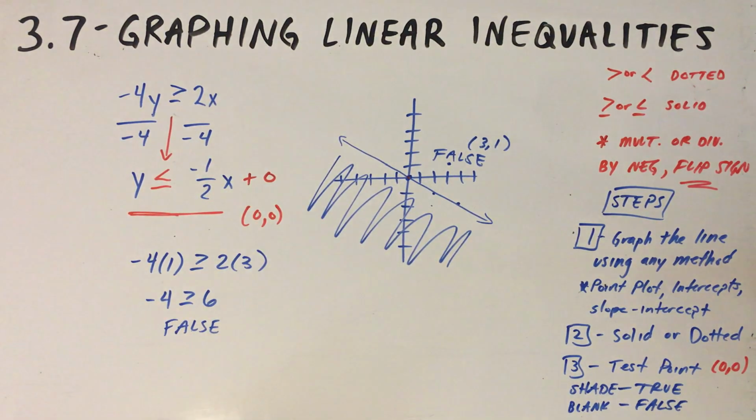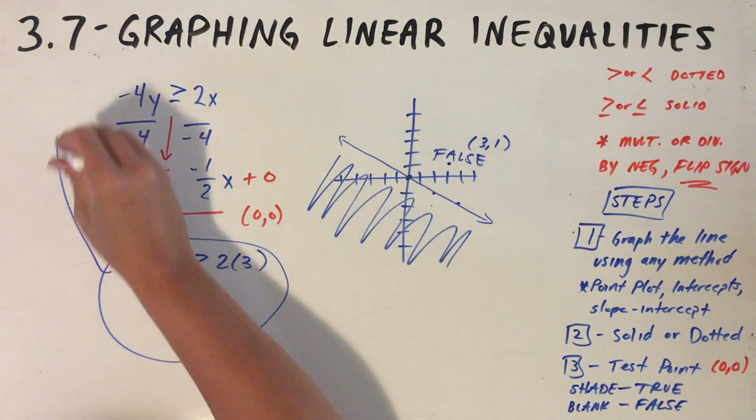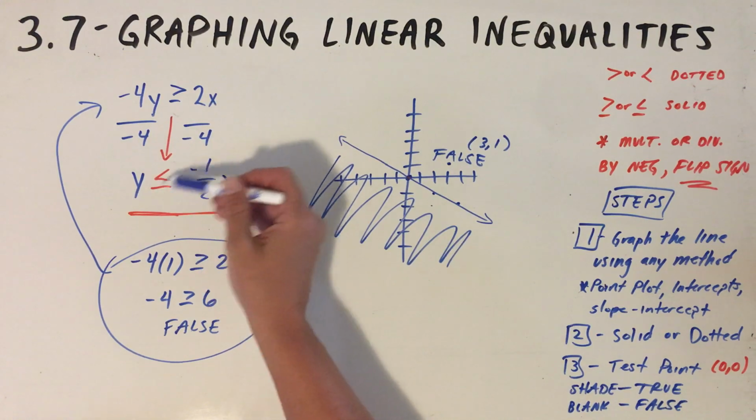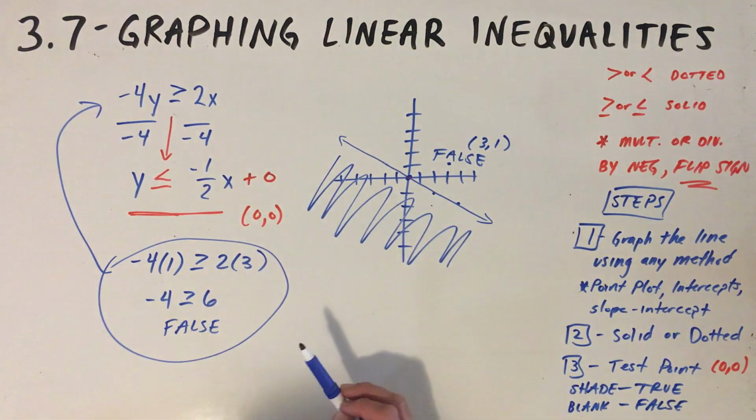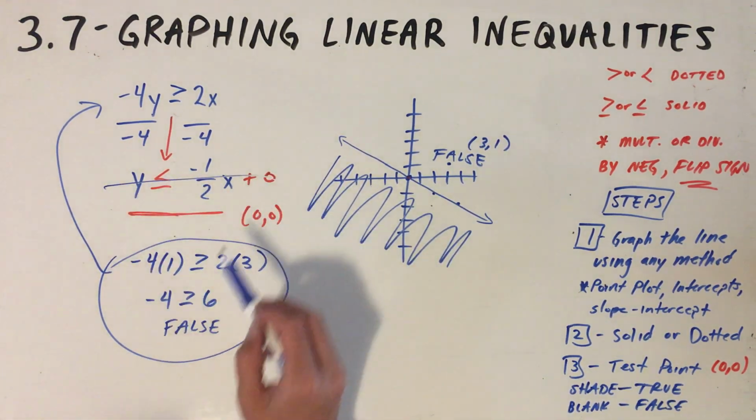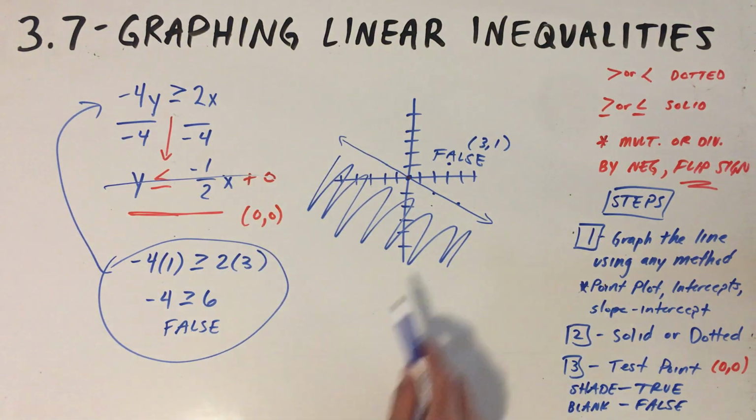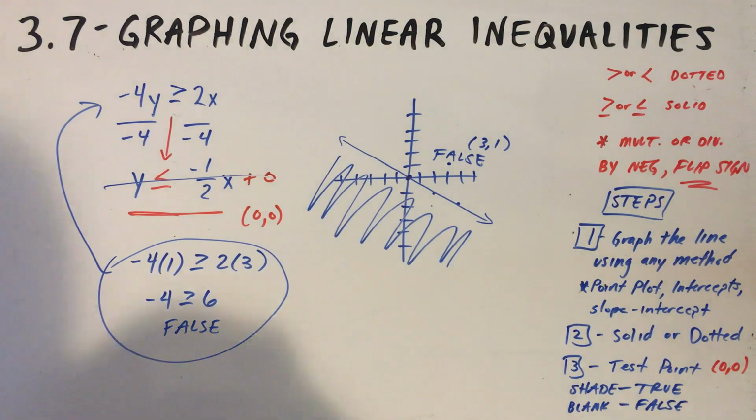Okay, so just be aware, again, that we always, always, always want to plug in our test point into the original, because if we make this mistake, we will have the wrong graph. So don't plug it into this, plug it into the original, which we did, so we got the right answer. All right, so that is graphing linear inequalities.